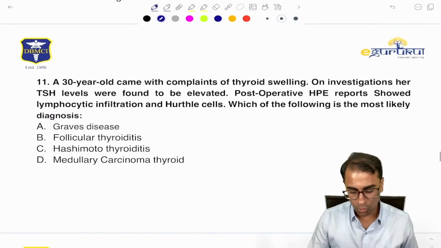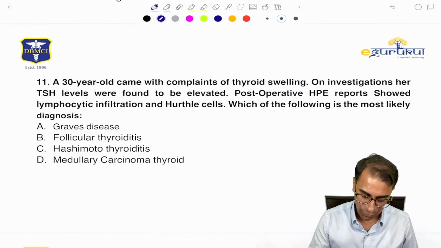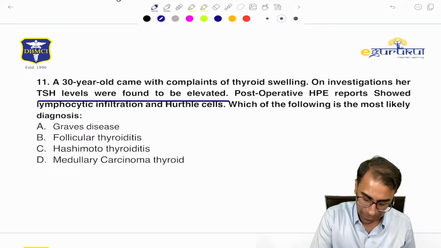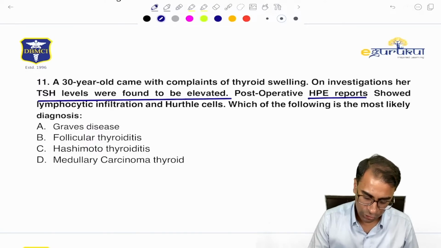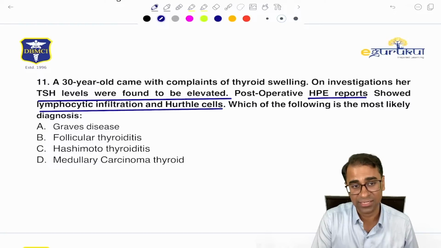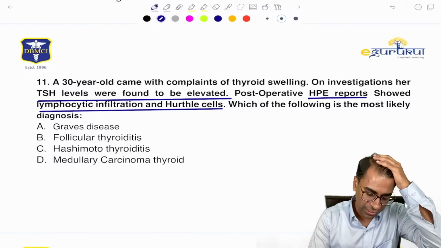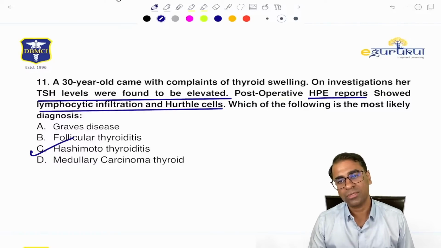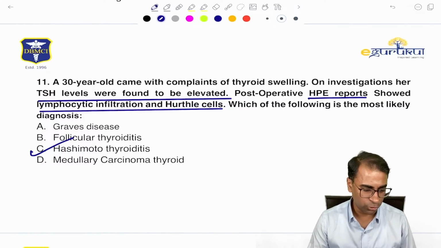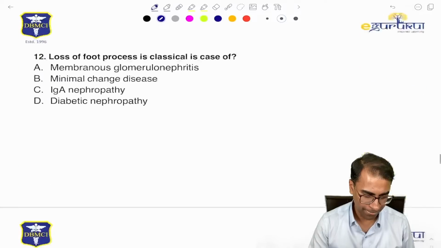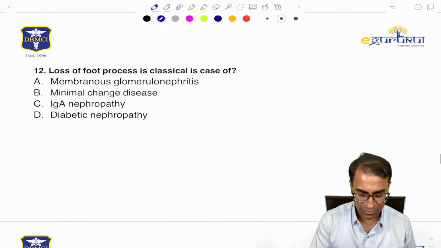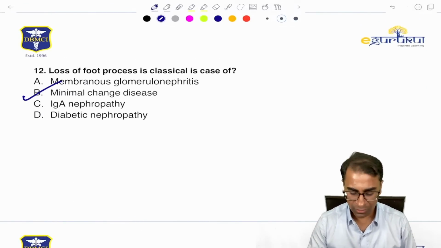A 10-year-old came with complaints of thyroid swelling. This we have already seen. TSH is elevated. Post-operative HPE report shows lymphocyte infiltration, Hurthle cell. The moment you get a case of Hurthle cell, what is it? It becomes a case of, yes, Hashimoto thyroiditis. Hashimoto thyroiditis. Loss of foot process, yes, we have discussed it already, minimal change disease.